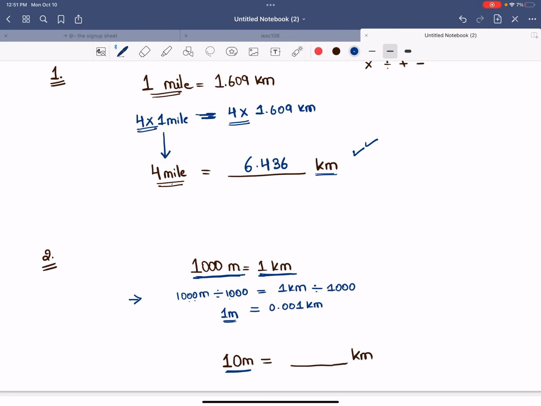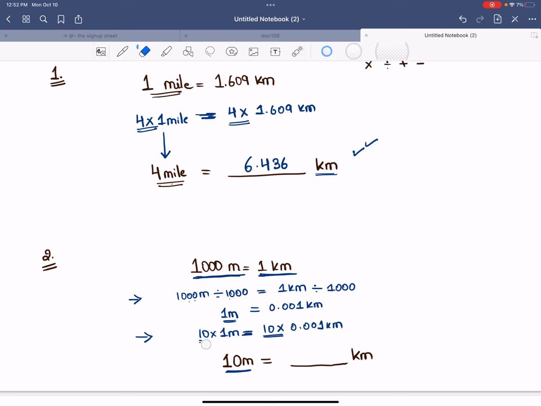Now you just need to get to 10. What is the next step that I can do? Let's multiply by 10 on both sides. So 10 times 1 meter is equal to 10 times whatever this is, 0.001 kilometer. Because as long as you do the same operation on both sides, you can do that and the equation will still be true. By that I mean the equal to sign will still be valid.